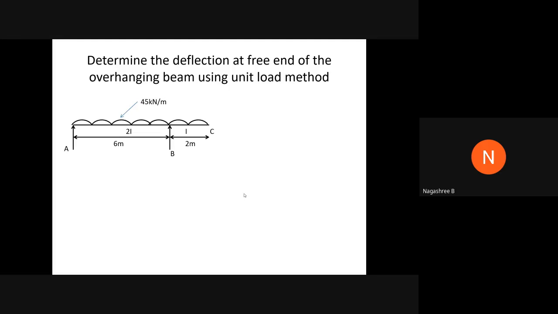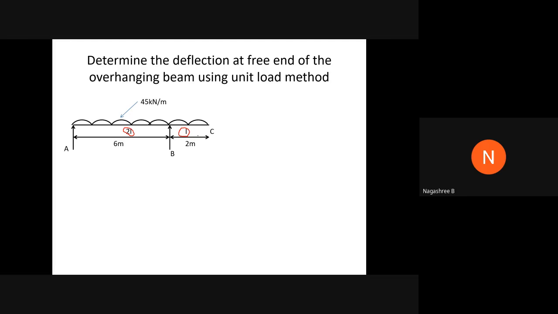As a separate entity, it is called the cantilever part. The distance BC is equal to 2 meters, and you have the overall load equal to 45 kilonewton per meter between A to C, and then you have the moment of inertia as 2I between A to B and I between B to C.